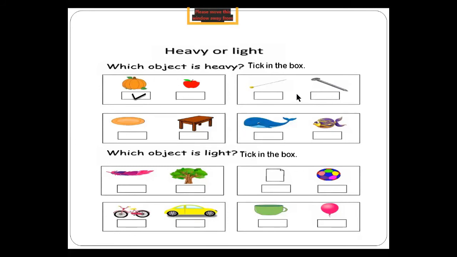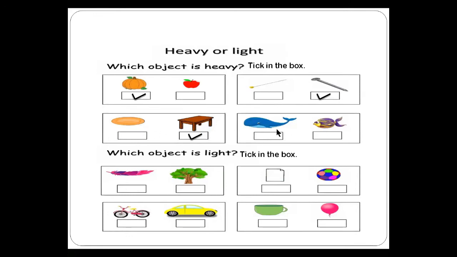Okay, the second one we have a pin and a nail. Which is heavier from these two? Obviously the nail is heavier than the pin. Okay, the third one we have a plate and a table. Which will be heavier from these two? Obviously the table will be heavier. So we'll put the tick on the table. The table is heavier than the plate.